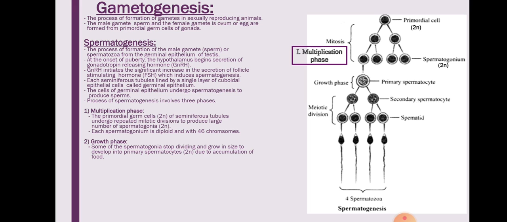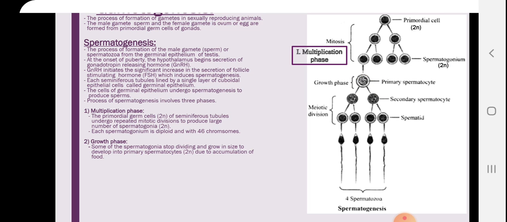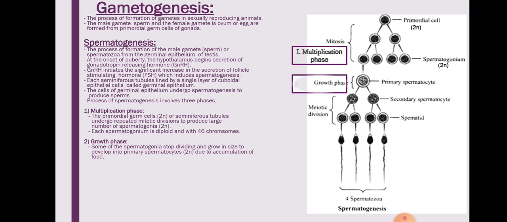Spermatogonium, which is diploid, 2n, with 46 chromosomes, stops dividing, grows in size and develops into a primary spermatocyte. Now here you can see a spermatogonium, one of them has grown into a primary spermatocyte due to accumulation of food material. Now this is called the growth phase.